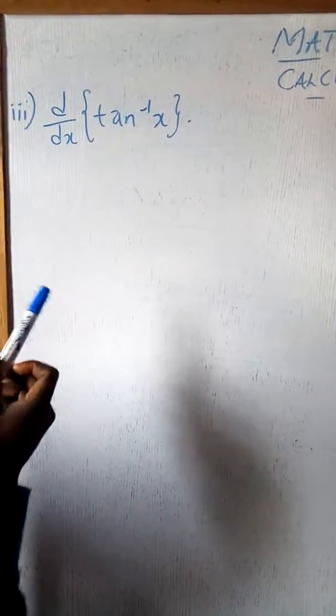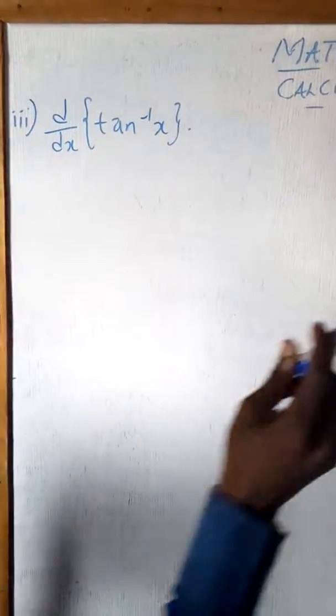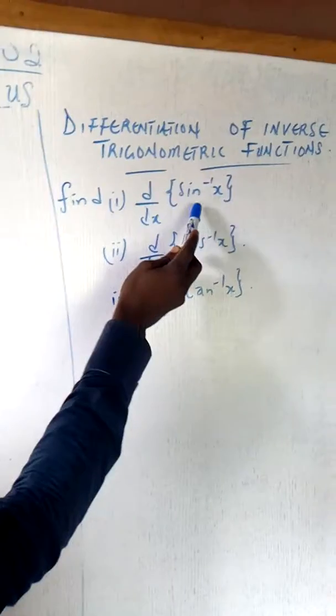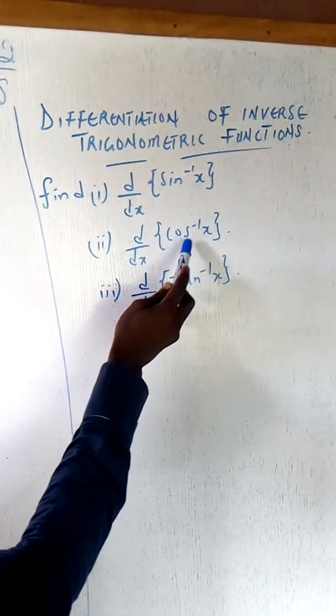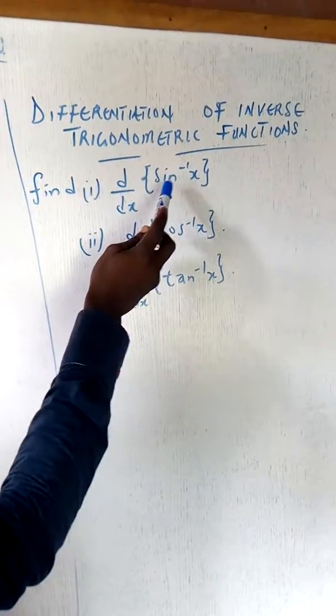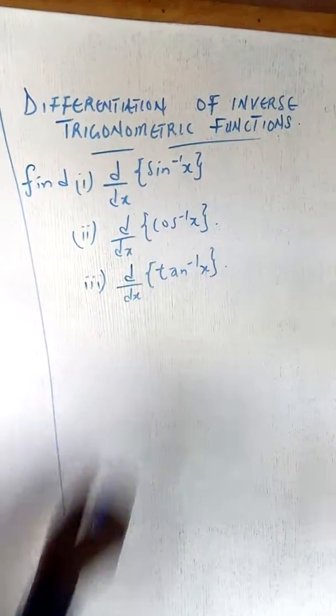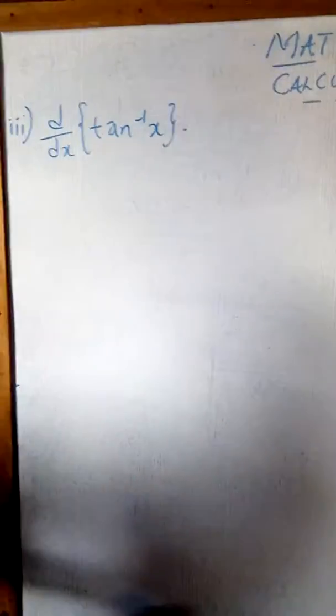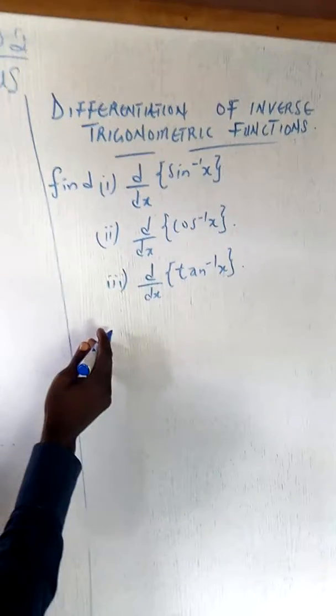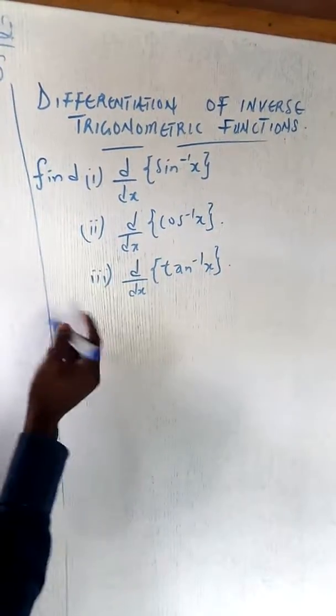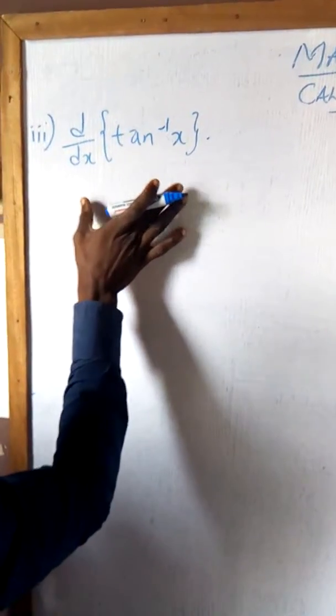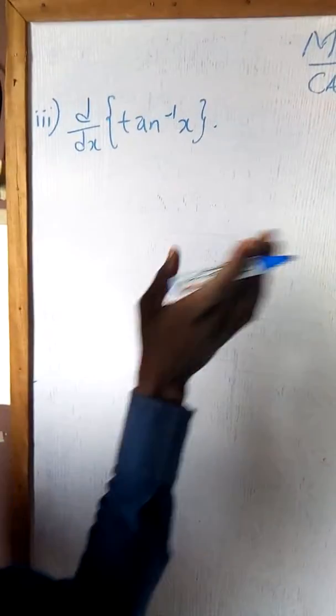Continue with the differentiation of inverse of trigonometric function. We have dealt with the differentiation of this one, and the differentiation of this one can be obtained using the same procedure. Actually, the differentiation of cos will be given to you later. But the differentiation of the inverse of tan, let's approach it the way we have just approached the inverse of sine.